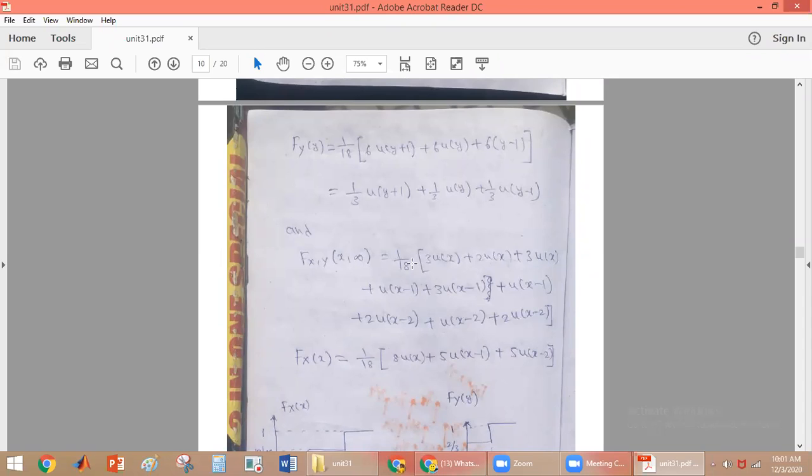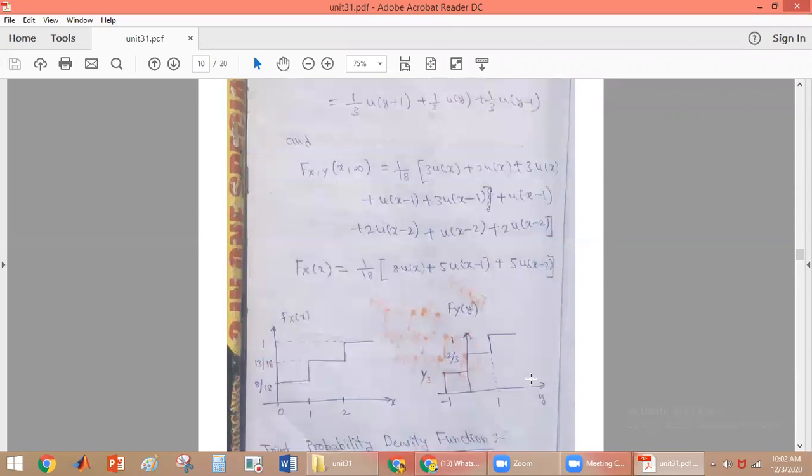So finally we get 1 by 18 times 3u of x plus 2u of x plus 3u of x, plus 2u of y minus 1 plus 3u of y minus 1, sorry, plus u of x minus 1 plus 2u of x minus 2 plus u of x minus 2 plus 2u of x minus 2. If we add the amplitudes of corresponding step functions, finally we get 1 by 18 times 8u of x plus 5u of x minus 1 plus 5u of x minus 2.